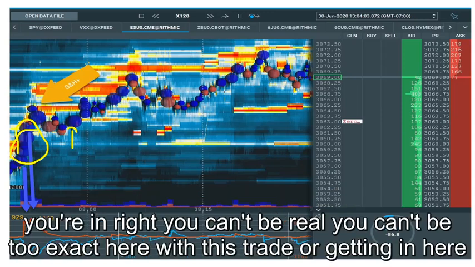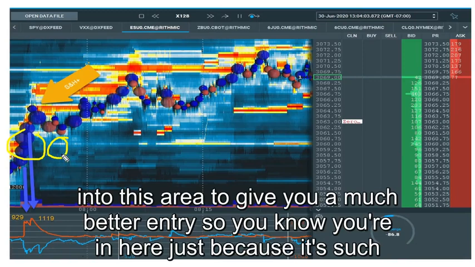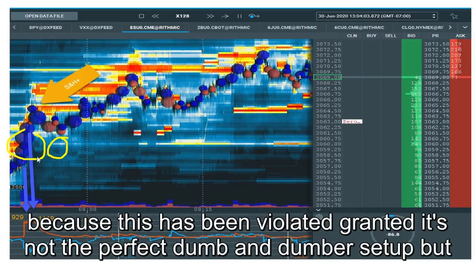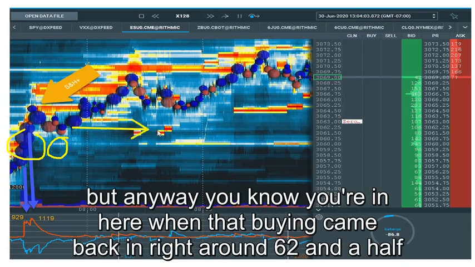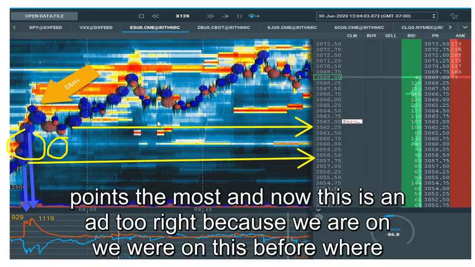You can't be too exact here with this trade or getting in here because this is large size, right? It's not very likely it's going to come back down into this area to give you a much better entry. So you're in here just because it's such size, right? And if it does, then it's probably going to blow through, and that gives you a short signal because this has been violated. Granted, it's not the perfect Dumb and Dumber setup, but the point is you're looking long, period. But if it gets below here, then you got to start to reassess. But anyway, you're in here. When that buying came back in right around 62.5, your stop goes below here. You're talking about 3.5 points, 3 to 4 points at the most.